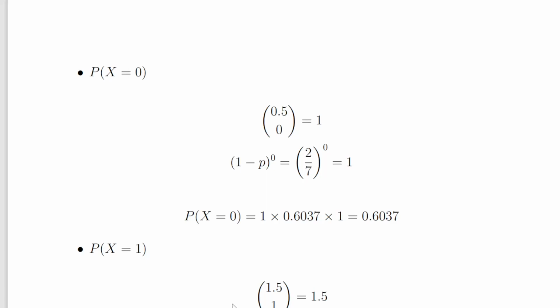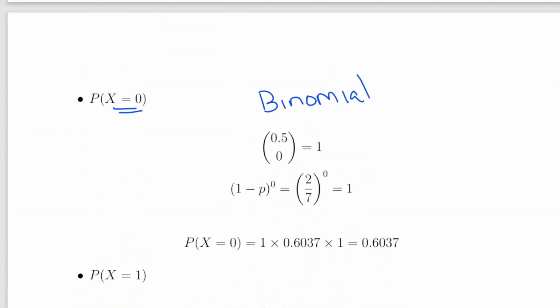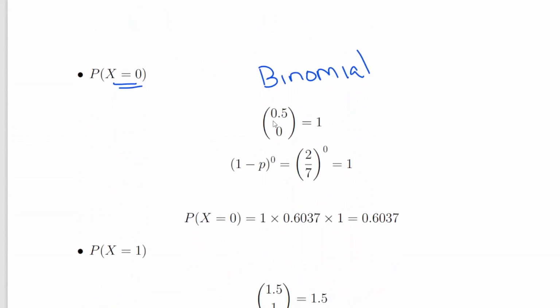First off, we're going to calculate the probability of x equal to 0. Now, the binomial coefficient is from 0.5 choose 0. Let's go back up there. Here, k is equal to 0 and r is equal to 1.5. R minus 1 means plus 0.5. So 0 plus 0.5, choose 0. So 0.5 choose 0, that's just 1.